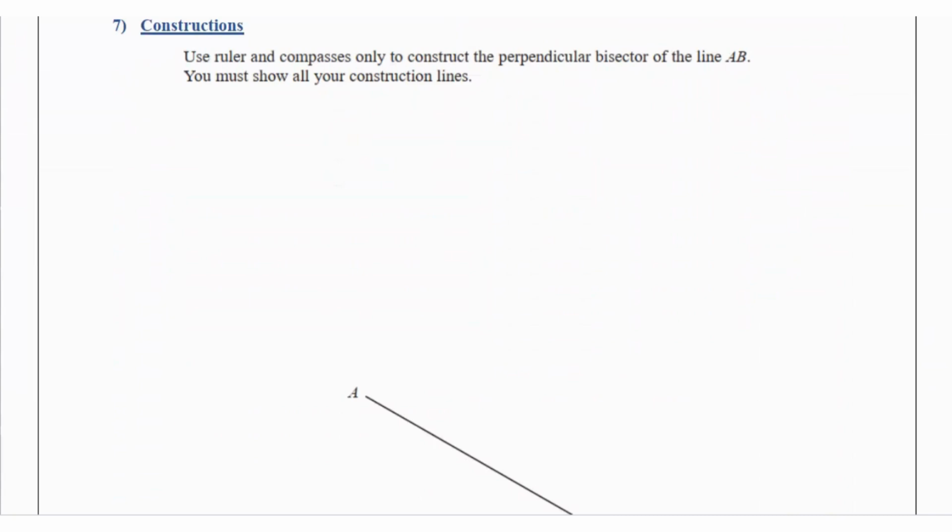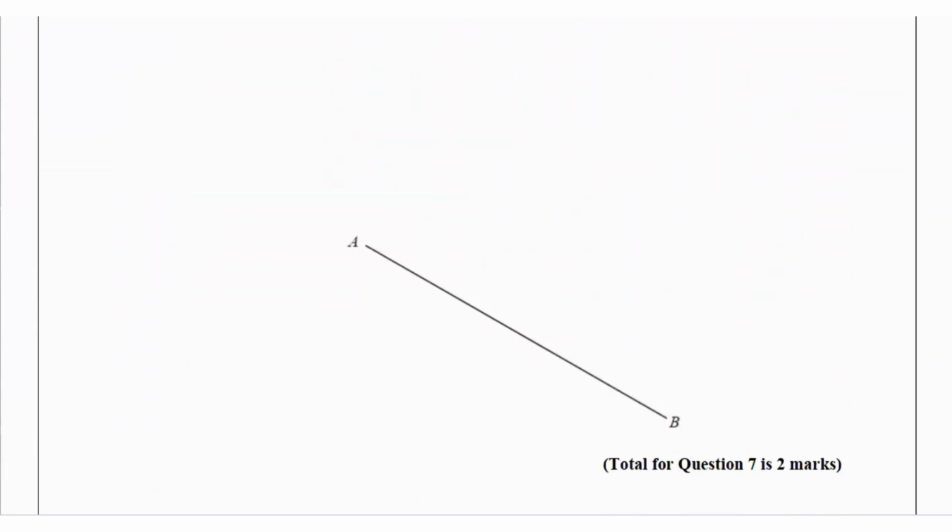Then it says use ruler and compasses only to construct the perpendicular bisector of the line AB. You must show all your construction lines. So if you've seen the first version, you must have realized that in that one, I used the angle bisector question. So in this one, I put the perpendicular bisector one in case either of them comes. So for the perpendicular bisector, what you first need to do is measure your line AB. So I'll write the steps over here.